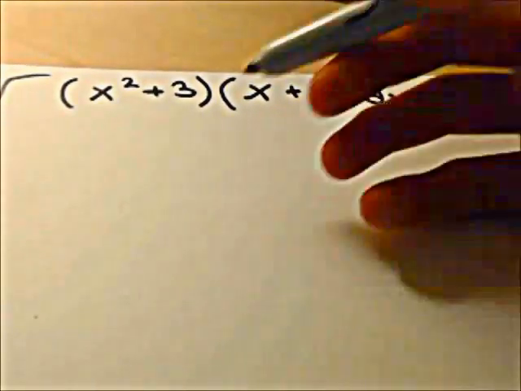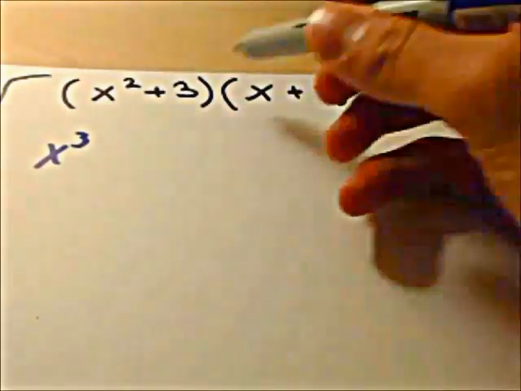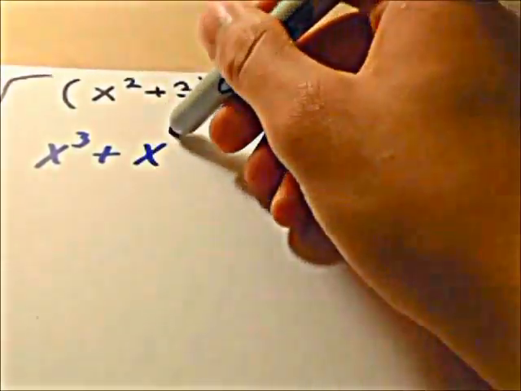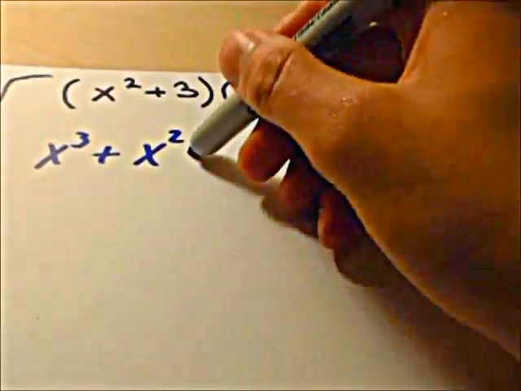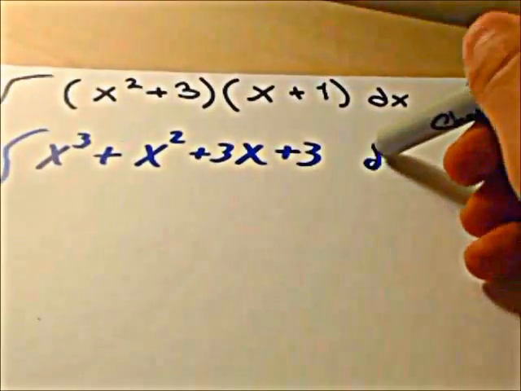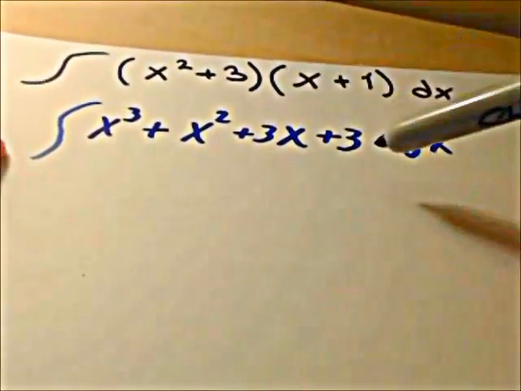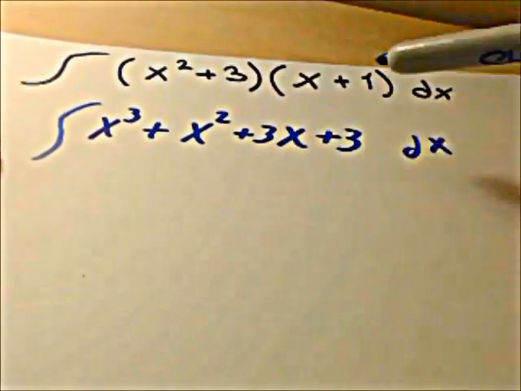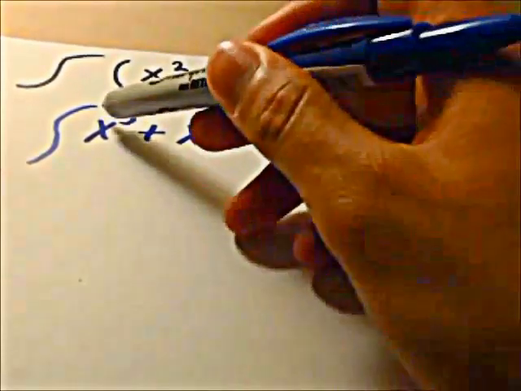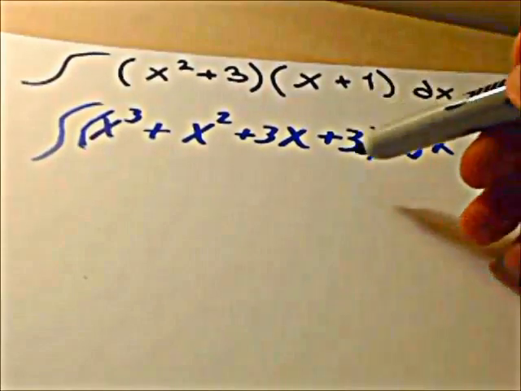So if you multiply this out, we will get x squared times x is x to the power 3, x squared times 1 is plus x squared, 3 times x is plus 3x, and then 3 times 1 is plus 3, dx. Now we can take the integral of each part individually with no problems. You can see here that there's no like term, so there's not much you can do actually.